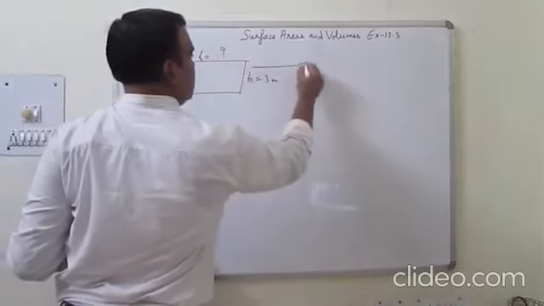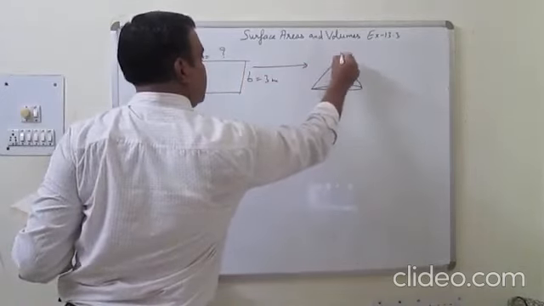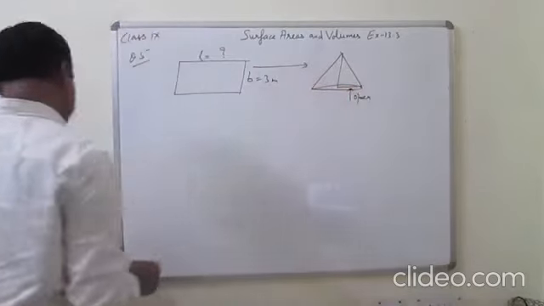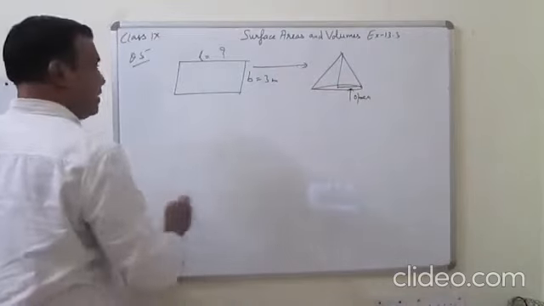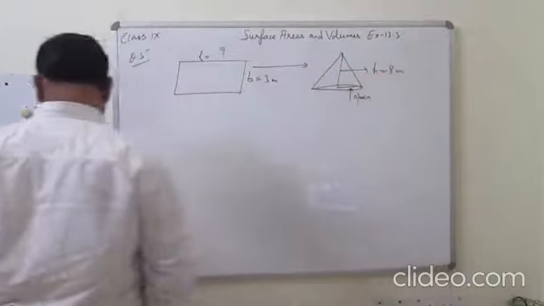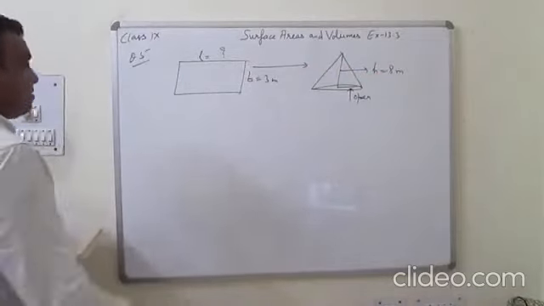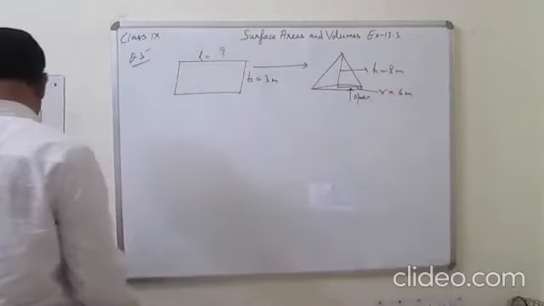From this tarpaulin you have to make a conical tent which is open at the bottom. नीचे से open है. Whose height is given to you, 8 meter, and base radius is 6 meter. This R is 6 meter. This is given to you.